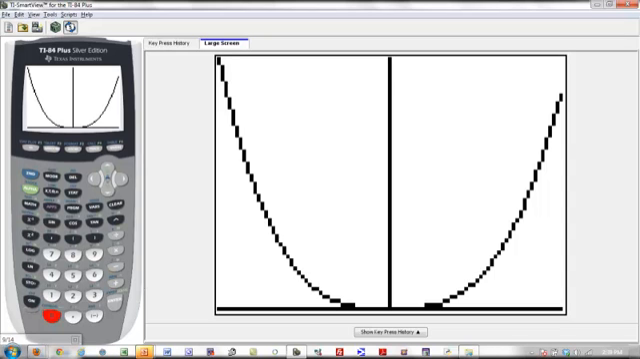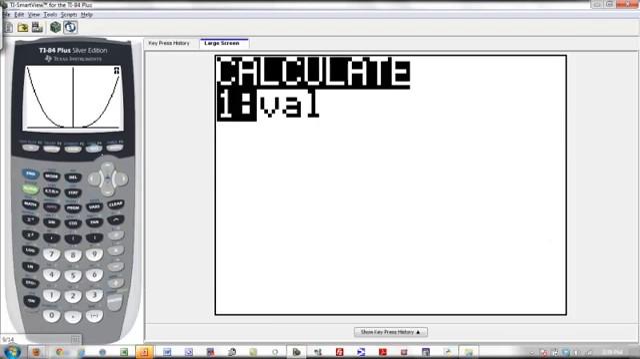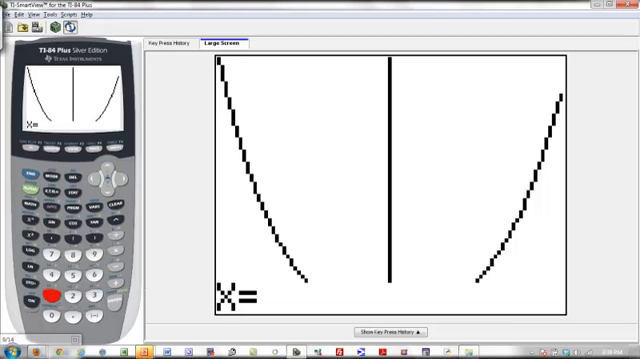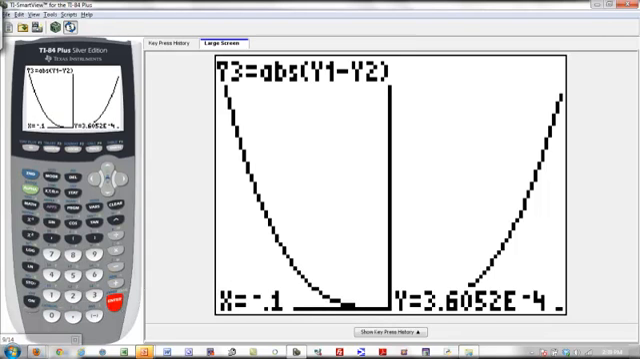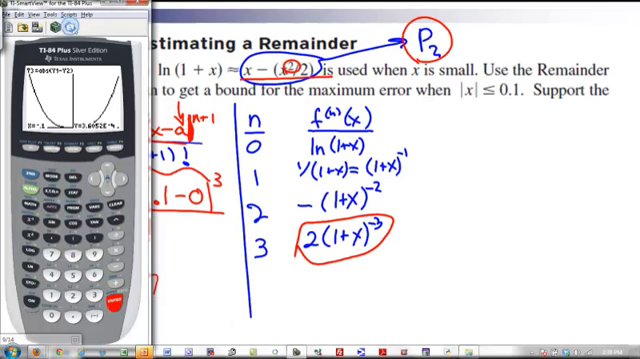When is the error maximized? At 0.1? At negative 0.1? So let's go to the second calc value, negative 0.1. And the value of the error there is a small number, 0.00003.